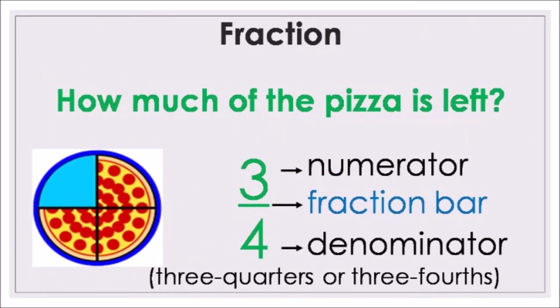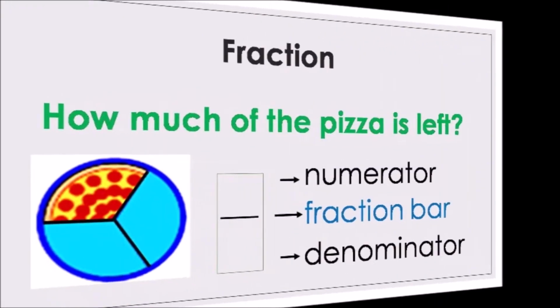How much of the pizza is left? And there you have a pizza and it's divided into 4 equal pieces. And you see 3 for the numerator because there are 3 pieces left. You see a fraction bar in the middle and then you see 4 as the denominator. What does the denominator tell us? That there are 4 equal pieces. So it's 3/4, the fraction that's left. You can write it like that.